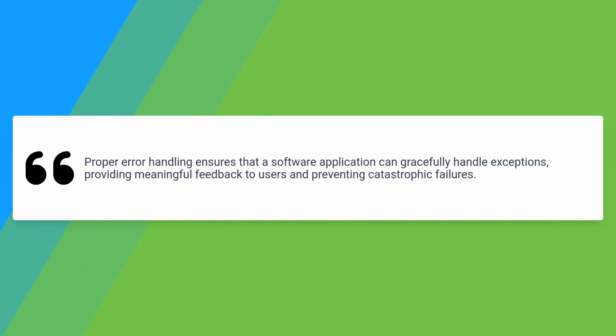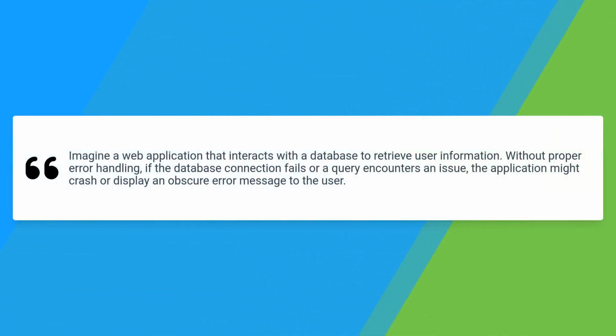Imagine a web application that interacts with a database to retrieve user information. Without proper error handling, if the database connection fails or a query encounters an issue, the application might crash or display an obscure error message to the user. However, with robust error handling, the application could catch these exceptions, log the error details for debugging, and present a user-friendly message indicating that there's an issue with the database connectivity.